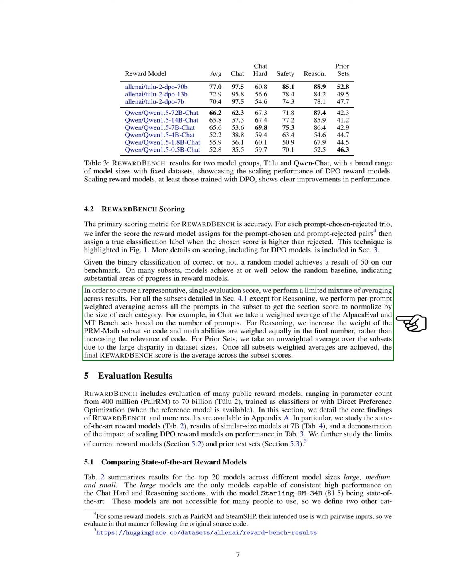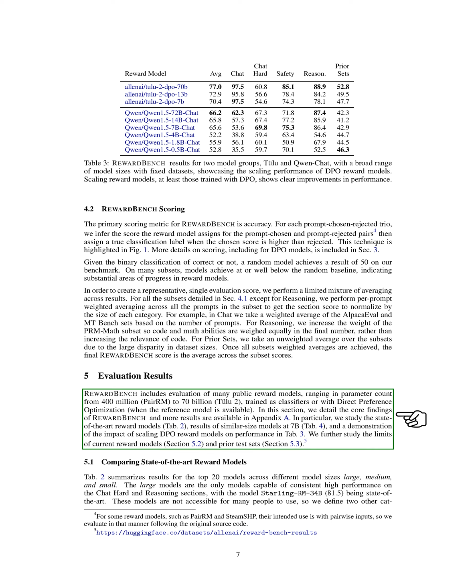For instance, in chat, we average the Alpaca eval and MT bench sets based on the number of prompts. In reasoning, we give more weight to the PRM math subset to balance code and math abilities in the final score. For prior sets, we take an unweighted average due to the large differences in dataset sizes. After calculating weighted averages for all subsets, the final score for RewardBench is the average across all subset scores.